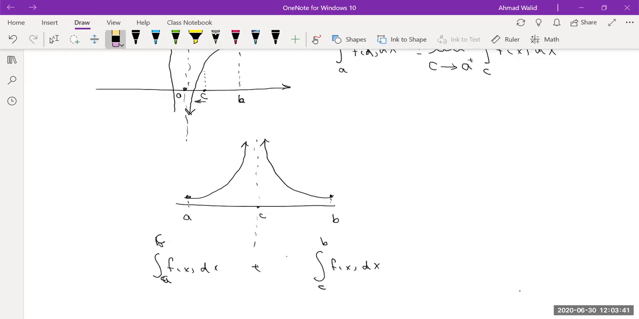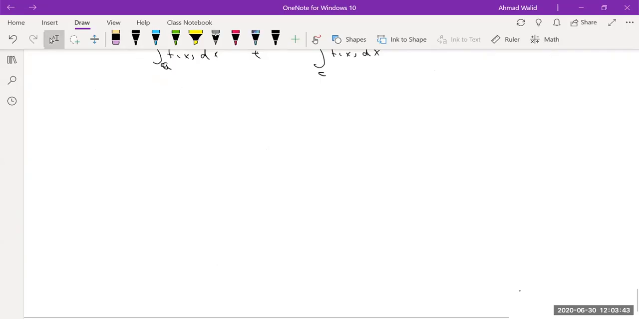Now I'll do a numeric example. Maybe this explanation gets a little bit difficult for you, but in a numeric example, you can easily understand how to deal with these problems and where the discontinuity is. For example, if I asked you to evaluate the integral from 0 to 9, 1 over the square root of x dx.